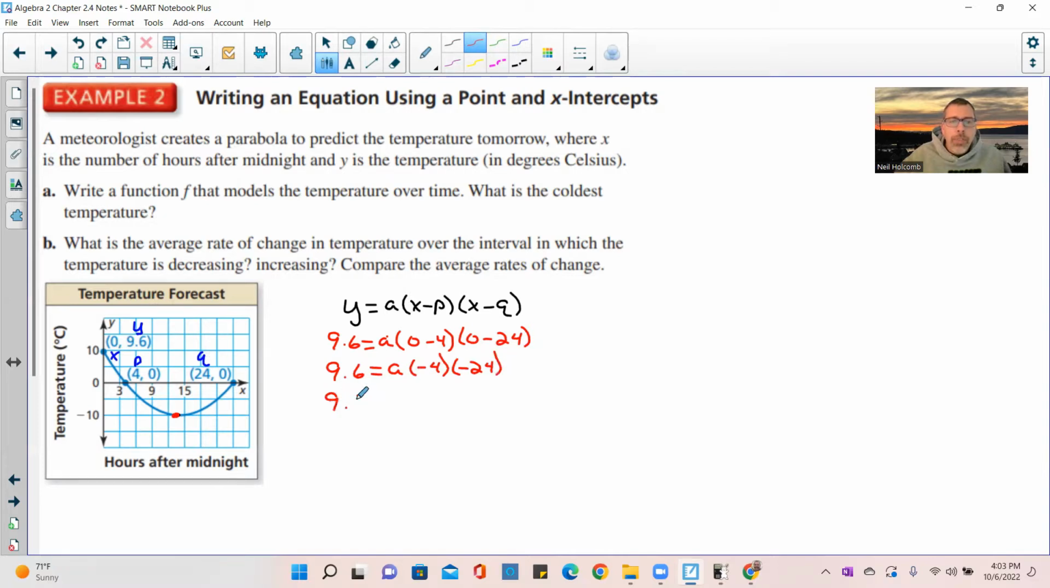So 9.6 equals a times, negative times negative is positive, 4 times 4 is 16. Carry the 1. 4 times 2 is 8. Plus 1 is 9. And we get 96. To get a by itself, I'm going to divide by 96 on both sides. And these cancel, and we get a equals, well, anything divided by itself is 1, and we have one decimal place. So this is going to be 9.6 divided by 96 is 0.1.